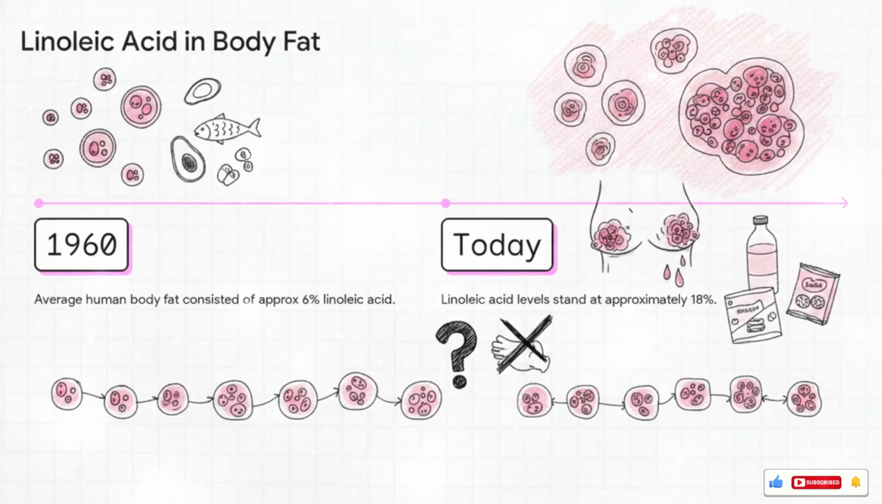To put that timeline into perspective, back in 1960, the average human body fat was made up of about 6% linoleic acid. Today, we're sitting at roughly 18%. And actually, this exposure even begins before birth, as breast milk concentrations have totally doubled. What this shows us is that the literal physical material from which human bodies are assembled has been completely reformulated at the cellular level. And wild enough, this happened without our public awareness and certainly without our consent.